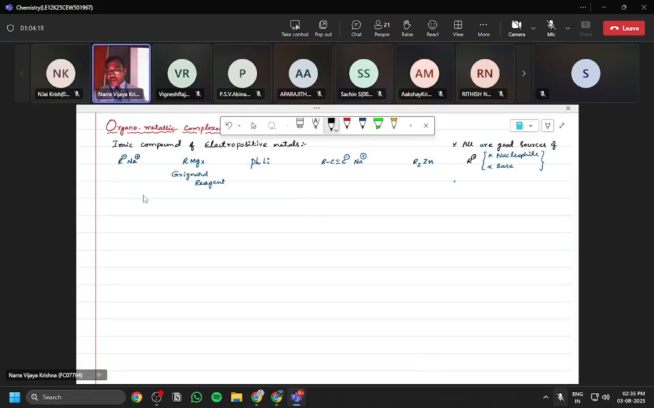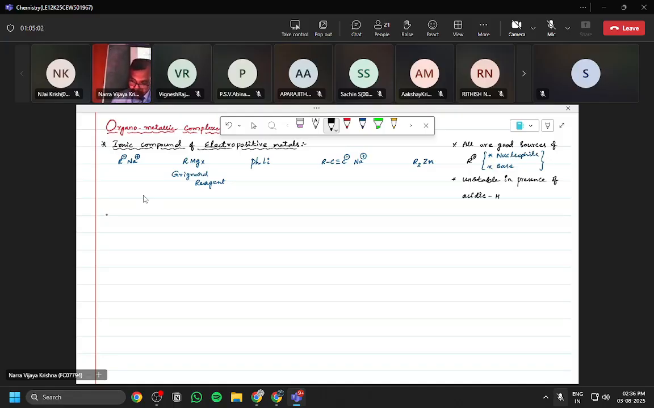Definitely all organometallic compounds are unstable in presence of acidic hydrogen. Yes or no? They are unstable because whenever H plus is there, they will react with that H plus and form alkanes. Correct or not? Grignard reagent reacts with any acidic hydrogen possessing compound to give an alkane as product. Any questions? So we are done with ionic compounds of electropositive metals.